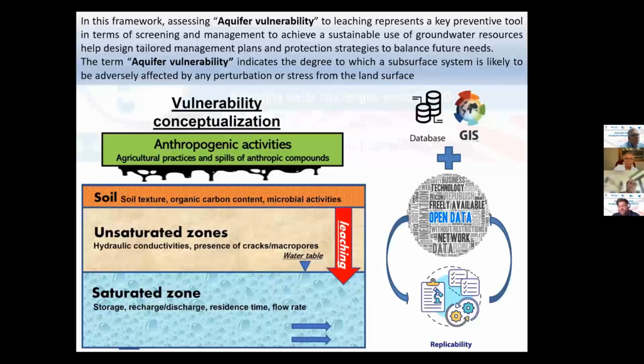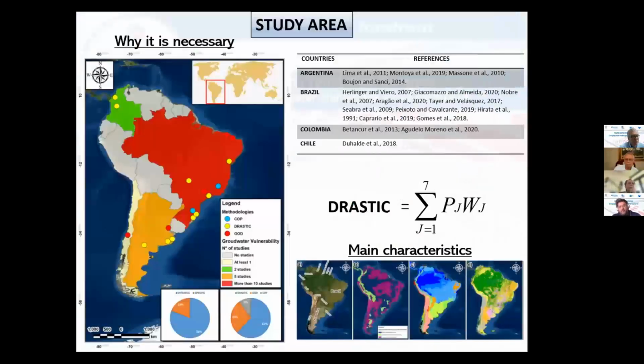The DRASTIC method parameterizes all the natural barriers that protect the groundwater body from leaching of agricultural activity, which are summarized in the unsaturated zone, with soil and rock structure, and the saturated zone, where the aquifer flows also in a horizontal way. Why is it necessary? The South America continent is highly heterogeneous in kinds of groundwater resources. We also have a lot of transboundary aquifers that are important for local authorities and for local management.